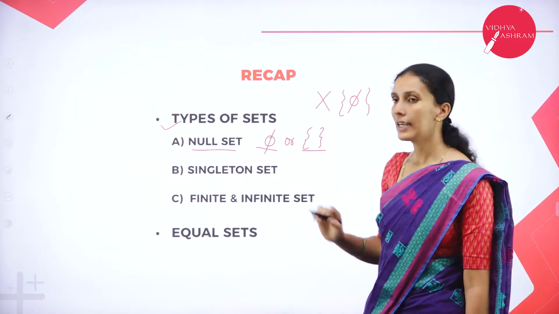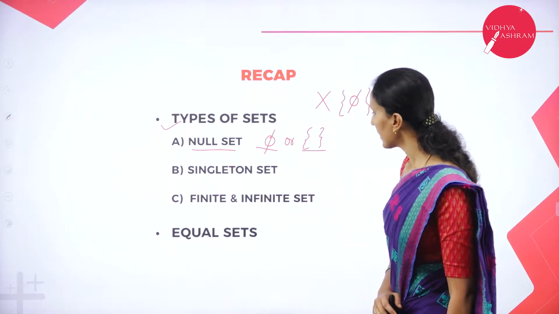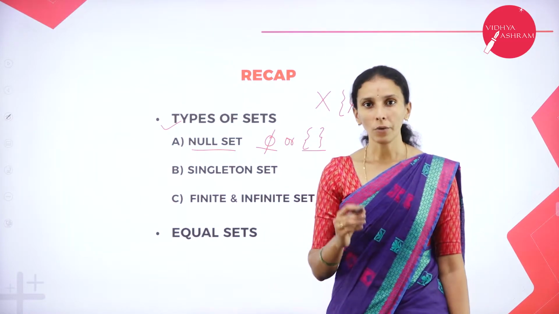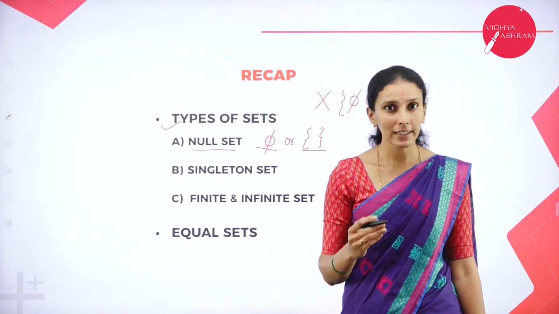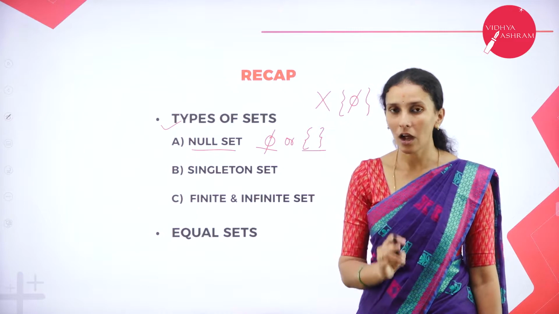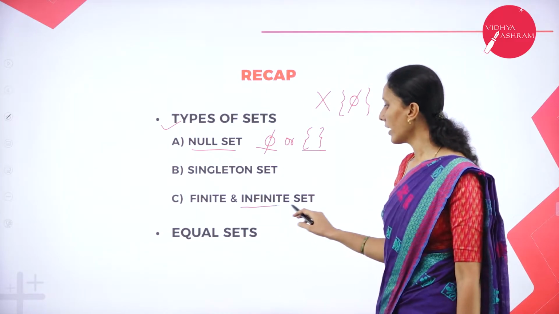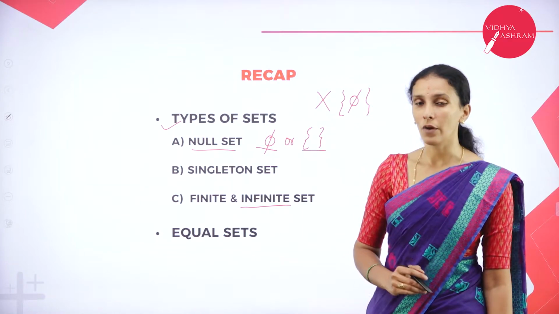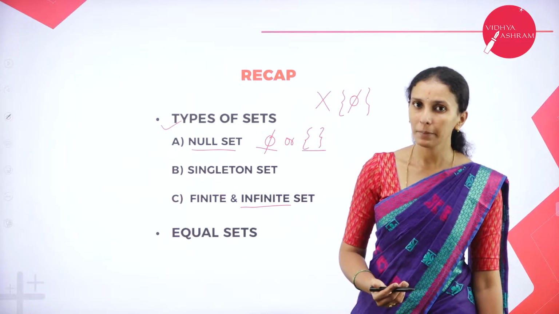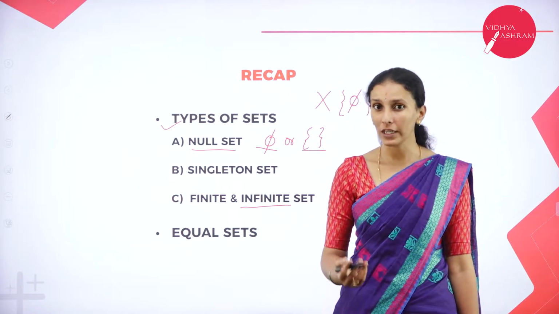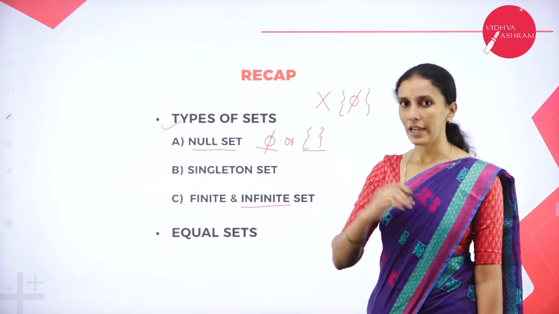Next, singleton set which contains only one element. Finite and infinite set. A set which is countable is called finite. Empty set is also finite because you can count, that is, there is no number of elements inside it. And infinite, the set which is not countable. For example, set of natural numbers, set of even numbers, set of prime numbers, set of integers, real numbers are examples for infinite set.